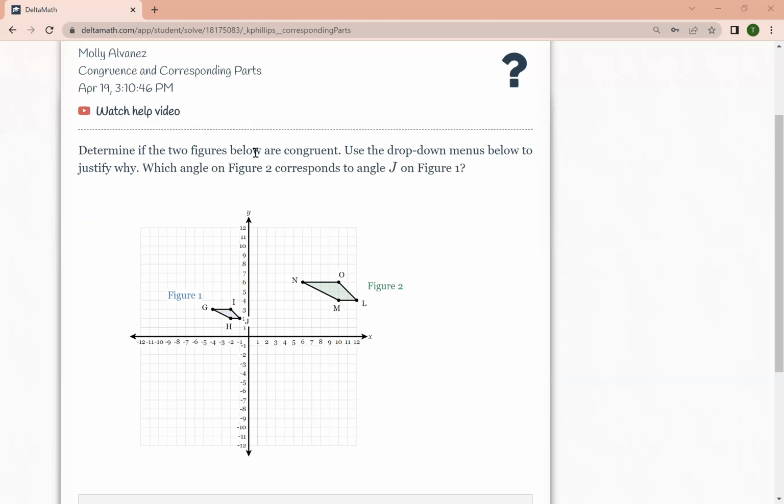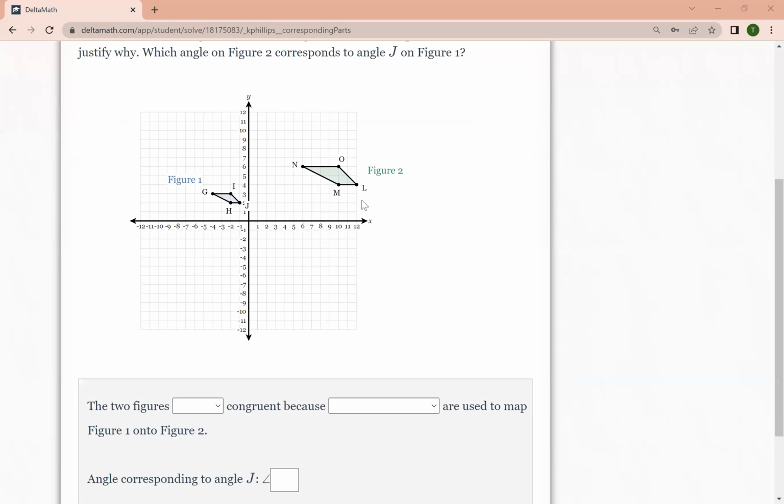So here we go. It says determine if the two figures below are congruent. Use the drop-down menus below to justify why. Which angle on figure 2 corresponds to angle J on figure 1? So quite a bit here.